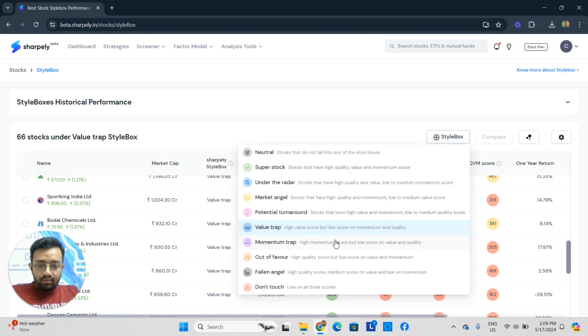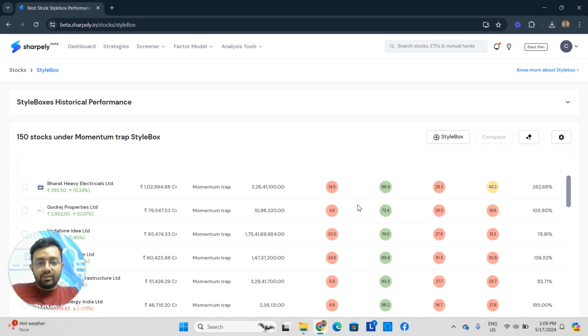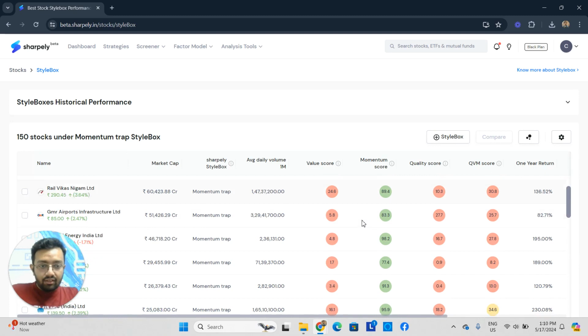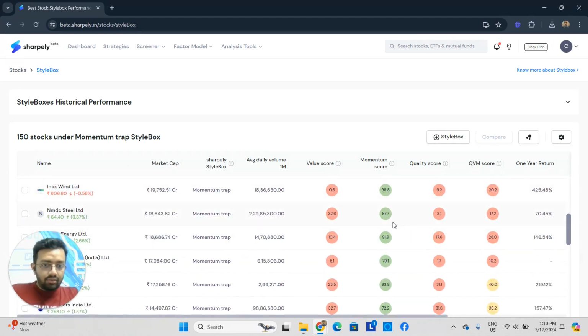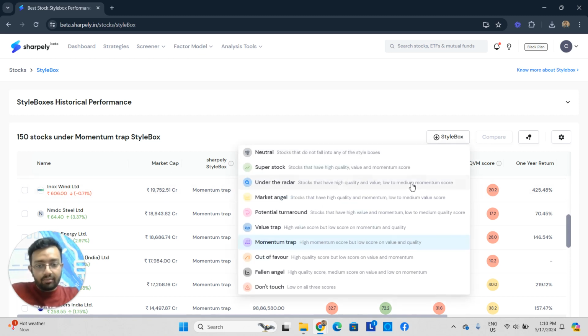The second unfavorable style box is momentum trap. Here, only the momentum score is high. So you may find many of the junk stocks here, right? Some of these stocks may be having a turnaround, and that's why the momentum is strong as of now. But as per our stock scores, the valuation and the quality is not favorable. These are just showing strong momentum, so that's why they are called momentum trap.